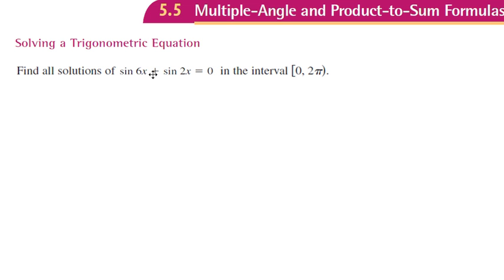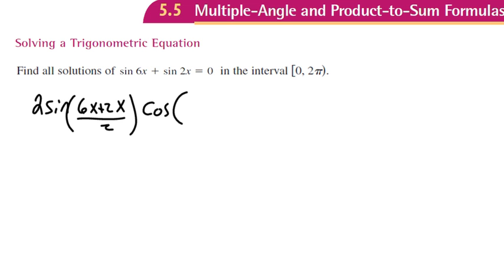All right, so the first thing I want to do is rewrite our sum as a product. The reason I need to do that is if this is a product, then I can set each factor equal to 0. That's just one of our algebraic properties. So let's plug this straight into the formula. I would get 2 sine of (6x plus 2x) all over 2, times the cosine of (6x minus 2x) all over 2, and that equals 0.